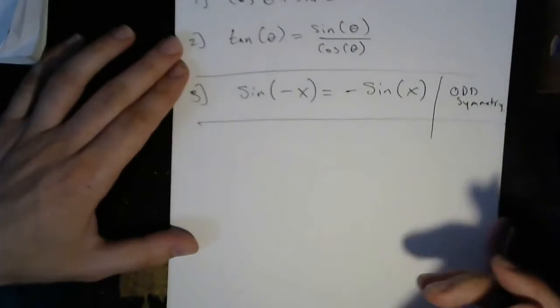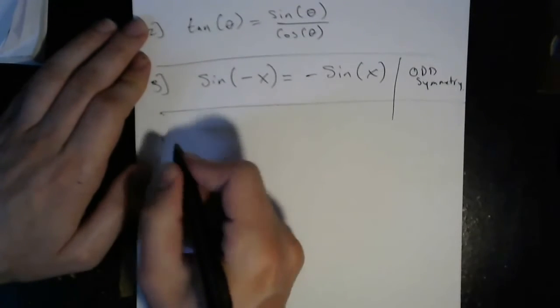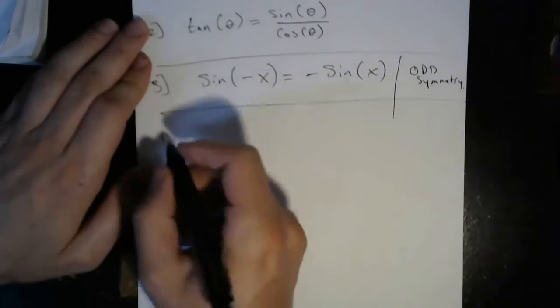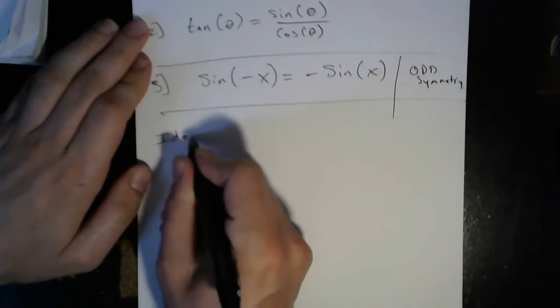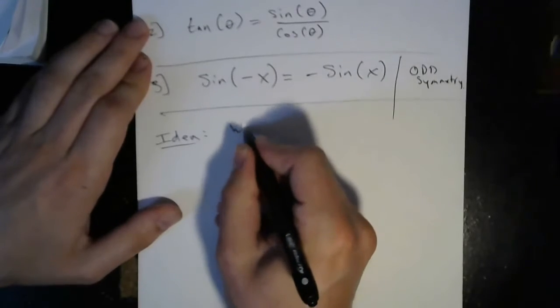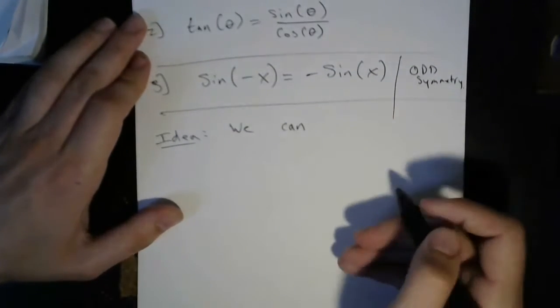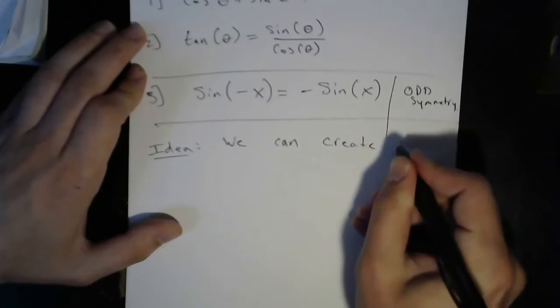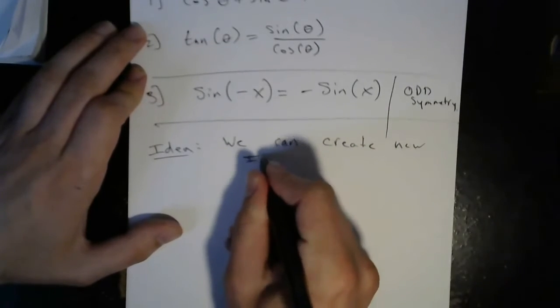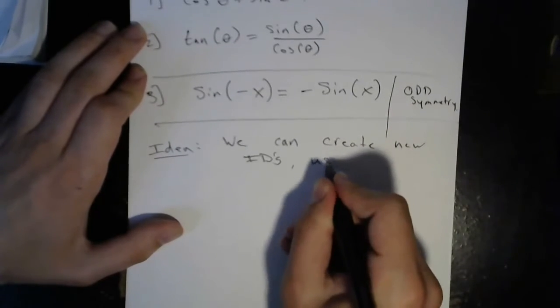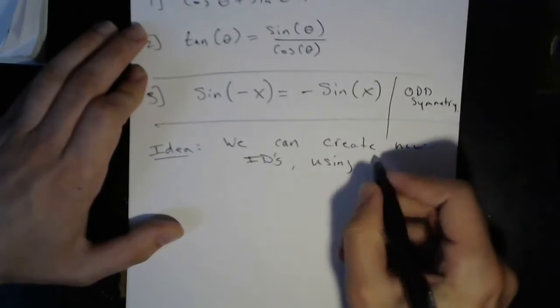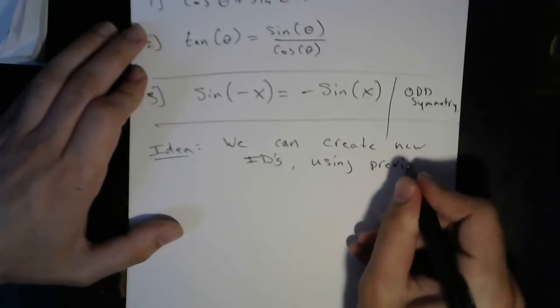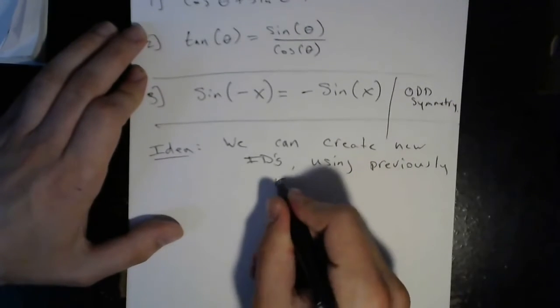And we're going to do this by using an idea. The idea is we can create new identities from old identities. We can create new identities using previously known ones.